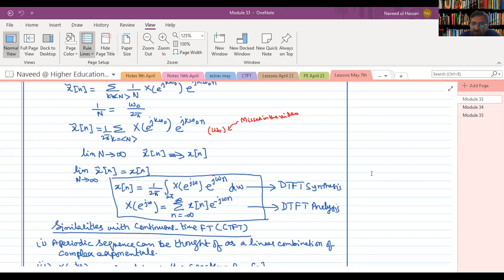Tuba, was this development clear to you? Or do you have any questions quickly? Sir, my concepts are not so good, so maybe I did not understand properly, sir. So can you connect this development with the continuous-time Fourier transform development?